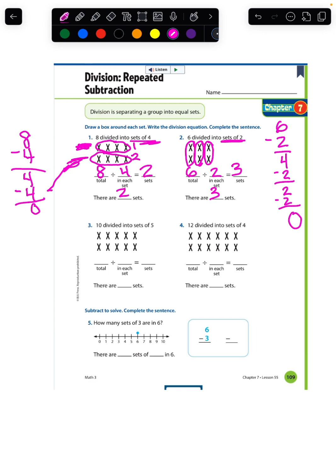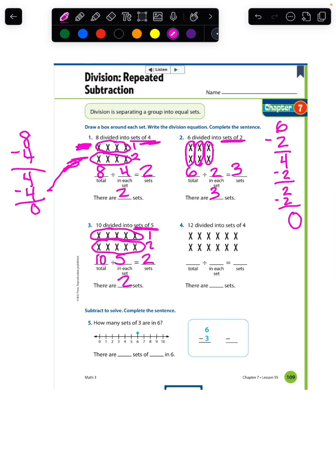Okay? You can also just divide your X's if that's easier for you. We'll do, on number 3, we'll just divide our X's, and then with number 4, we'll do our repeated subtraction to show our answer, okay? You're going to need your repeated subtraction in number 5. So let's look at number 3. 10 divided into sets of 5. So we have 10 X's total, and we're going to do 5 in each set because it says sets of 5. So I'm going to go 1, 2, 3, 4, 5 is one set. 1, 2, 3, 4, 5 is another set. So there are 2 sets.